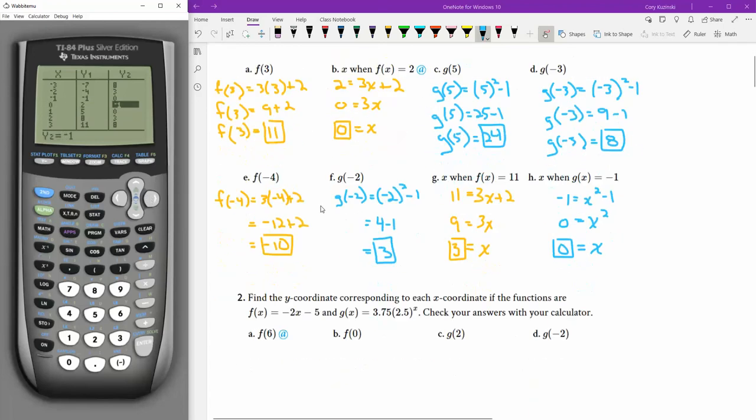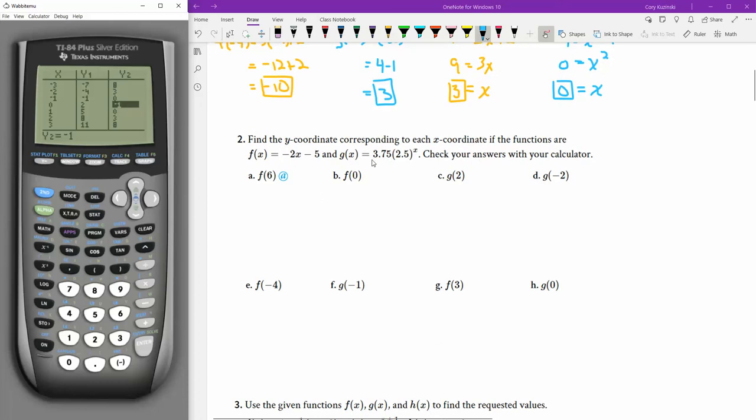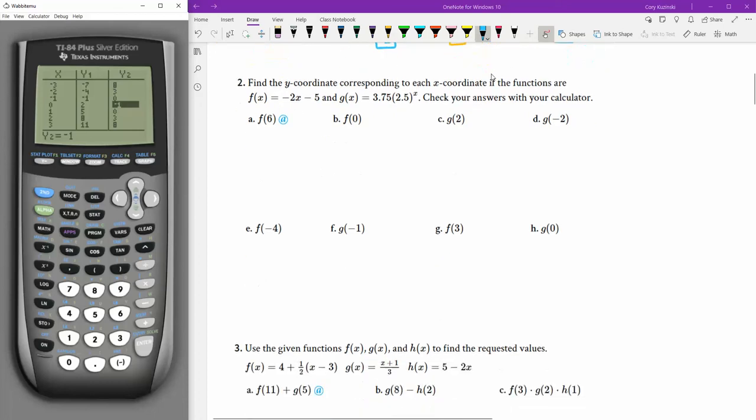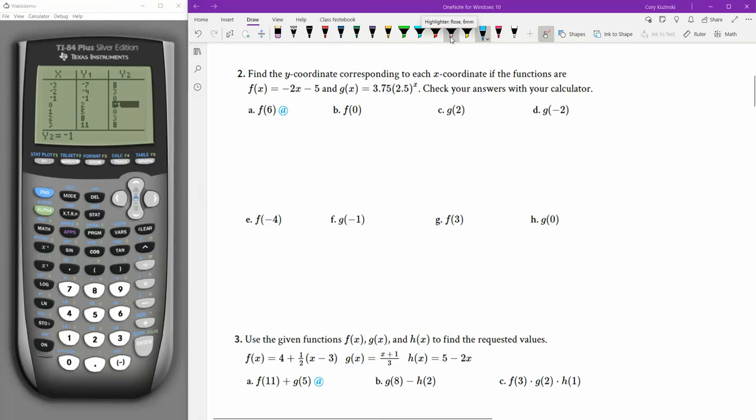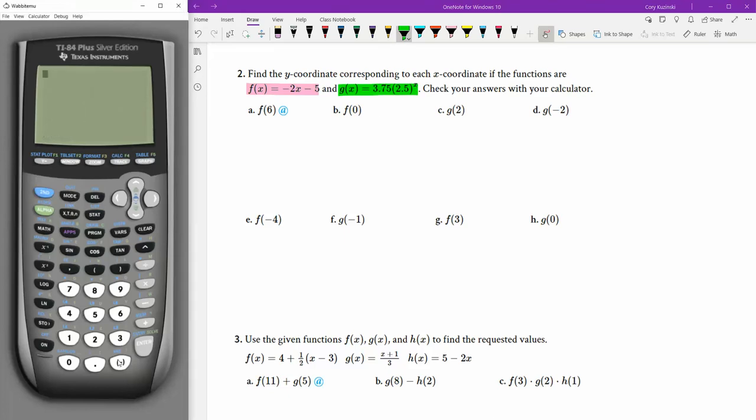All right, moving on. Find the y coordinate corresponding to each x coordinate of the functions, we've got these two functions. So let's use pink for f of x, and we'll use green for g of x. Here we go. Let's do this a little bit differently. We'll use the home screen here. We'll go -2 times x, which is 6, minus 5. And that gives us that the value of the function f at input 6 is -17.